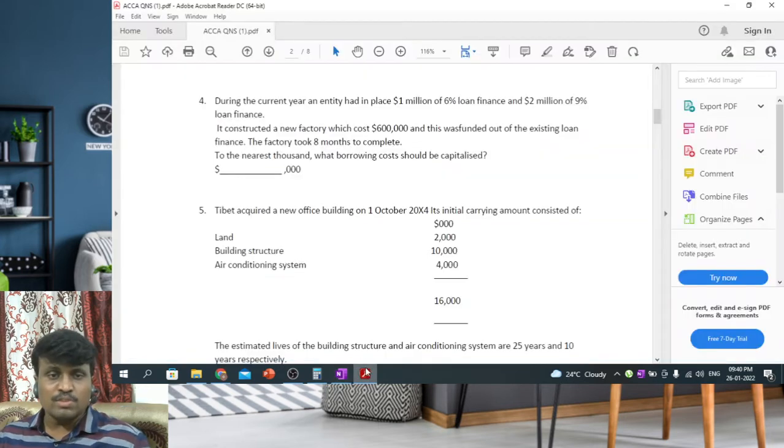So how much did we spend for construction of the factory? 6 lakh. And how many months did it take to complete? 8 months. This 8 months is said to be a substantial period. Generally the borrowing cost is capitalized only on assets covered under qualifying asset. A qualifying asset is an asset which takes a substantial period to construct or complete. So it took 8 months.